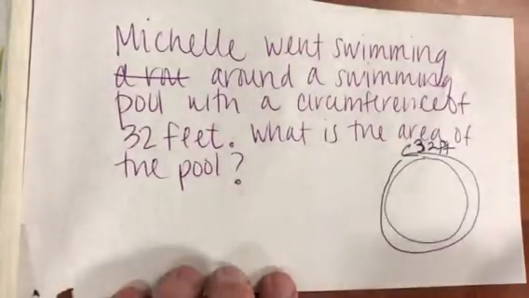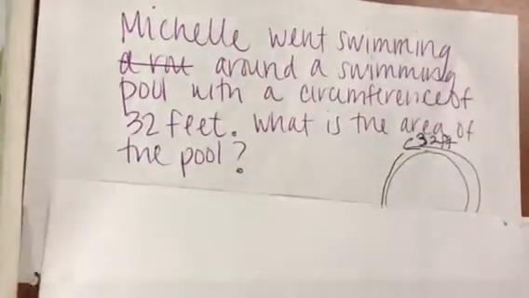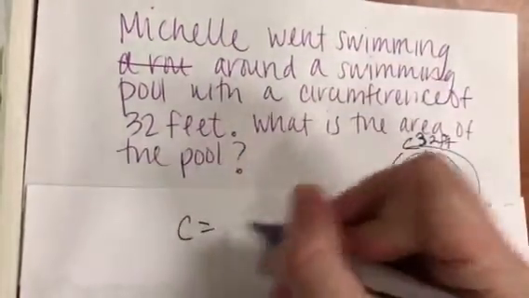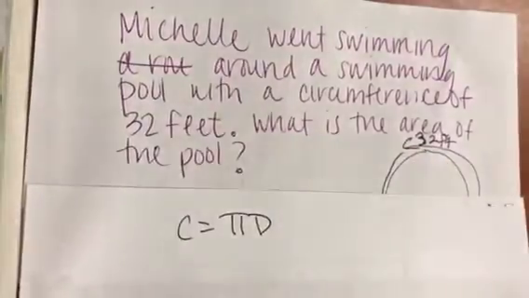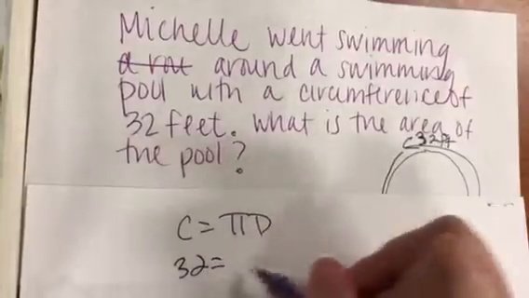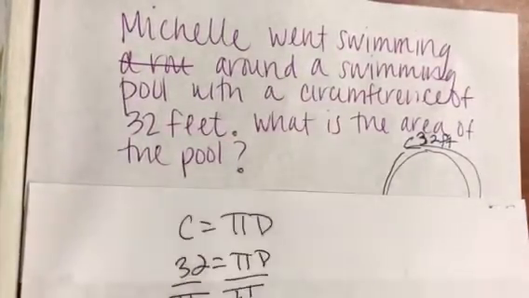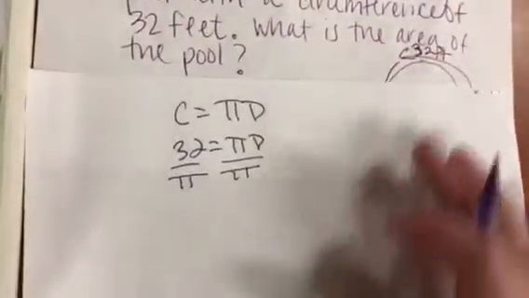But don't we have to start with circumference? We do, because we have to work back and solve for either the radius or the diameter. So circumference equals pi times diameter. We know the circumference is 32, so 32 equals pi d. So do I divide by pi? Yes, divide by pi to get d by itself. So what is 32 divided by pi?